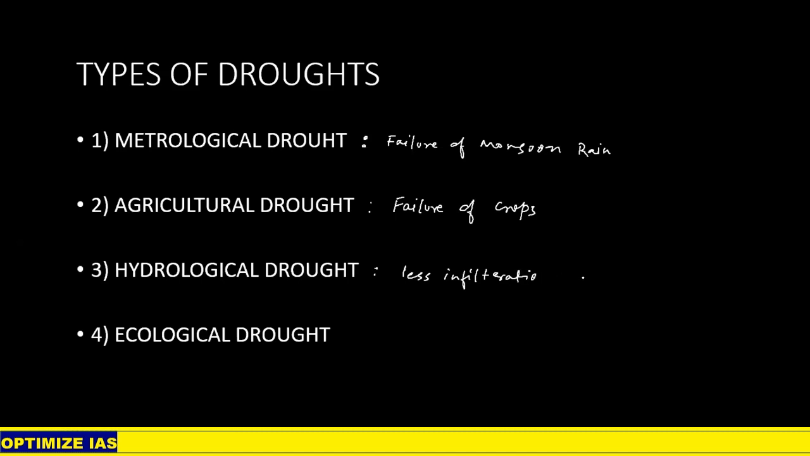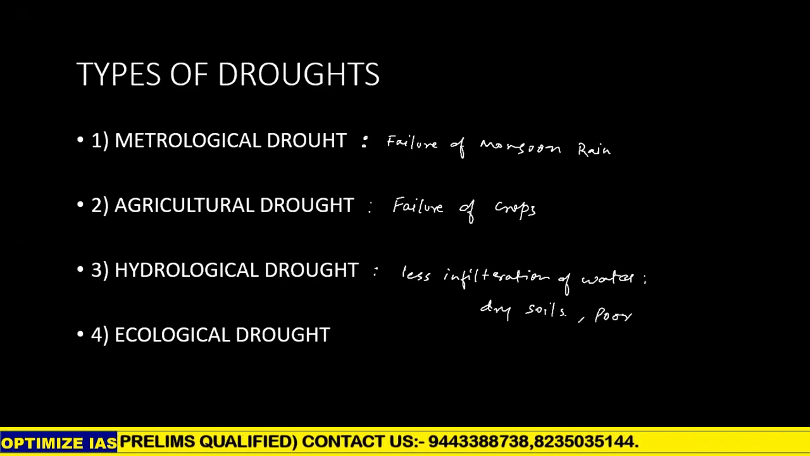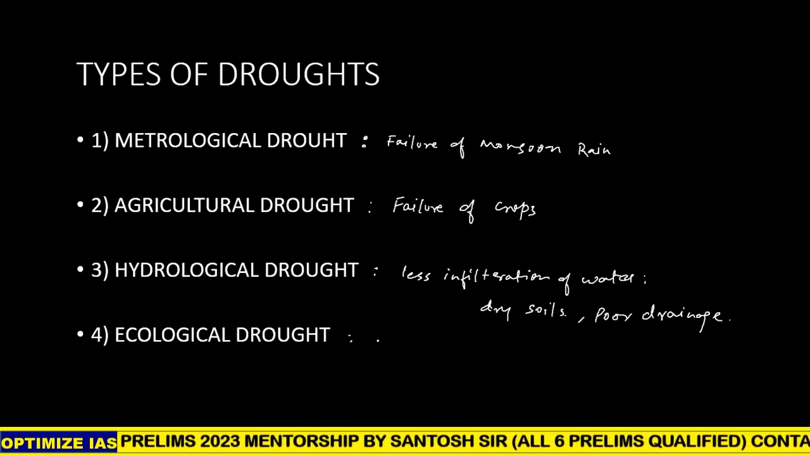Infiltration of water. So the dry soils have been produced because of hydrological drought, because of poor drainage system, because of poor drainage conditions existing in that area. So when all these conditions are overlapping, like failure of monsoons, failure of crops, or even hydrological conditions and drainage systems getting failed, then the ecosystem gets degraded.